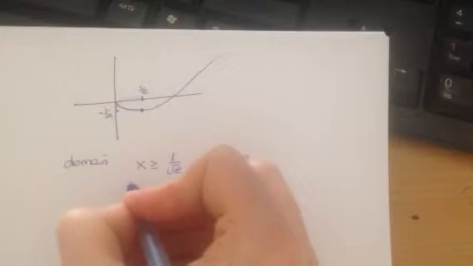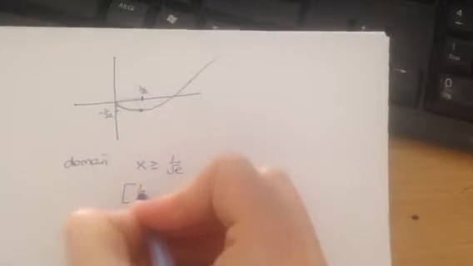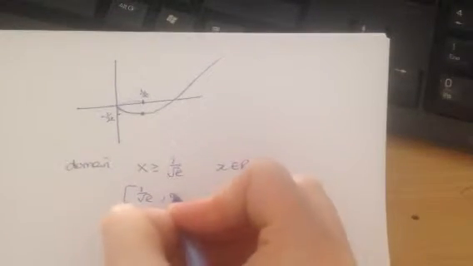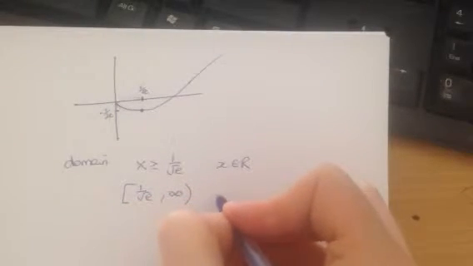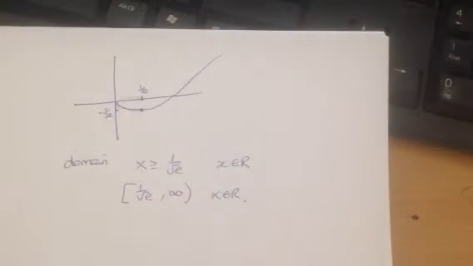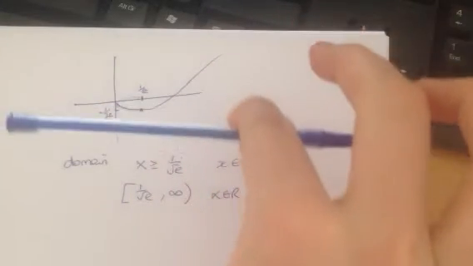And another way to write that could be, you can include the 1 all over root e and all the way up to infinity, but you don't include infinity, where x is an element of R. So that's talking about the domain. So that's it being injective now, it meets the horizontal line test.